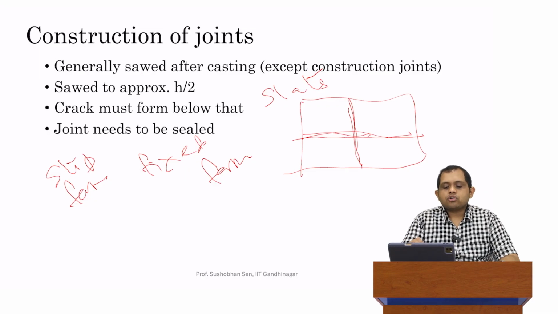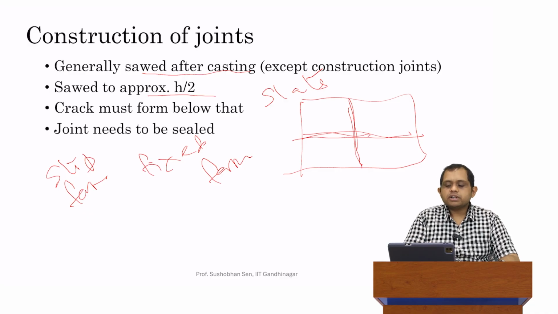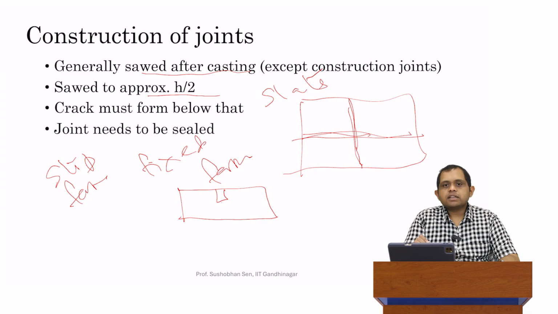So joints are generally sawed after casting. Now, they are sawed approximately to a depth of h over 2. So if I draw a cross section, if this is my initial slab, then using a saw, I will saw a groove, which is our joint, but not the entire way. We saw it to a depth of h over 2. It is very important that this is done at the proper time, that is, after the initial set time, so that once this soft cut forms, then as the concrete continues to harden, a crack forms below that.